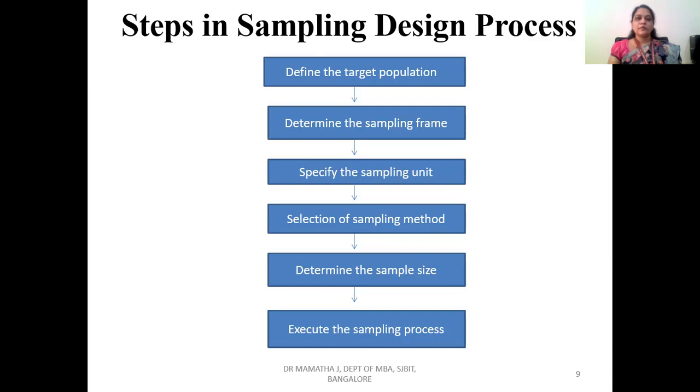After that, you have to select the methods. So I told you there are two techniques, probability and non-probability. Based on whichever is feasible for the study, the sampling method has to be chosen. Once you have chosen the method, you have to decide how many to be drawn, the sample size. As I told you, using the formula, you can calculate the right size of the sample and then start drawing the sample. You know the method, how to draw. Using that method, draw the sample until you get the desired sample size. So this is called the sampling design process.